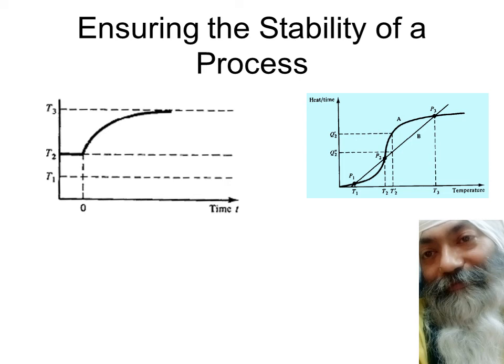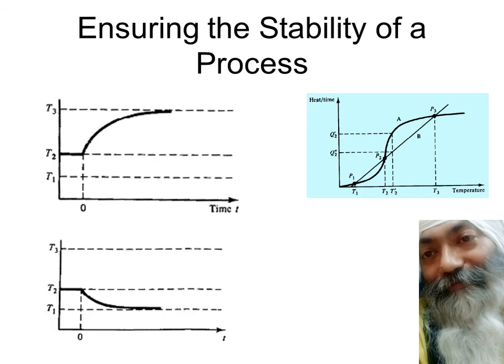This is what I have already told you, and you have already seen that the operating temperature is at T2. If it goes to T2 dash, then the temperature will continue to rise and stabilize only at T3. On the other hand, if for some reason it is going down, it will continue to go down and stabilize only at T1. This is what I had explained. This is what you can see in the graphical manner.